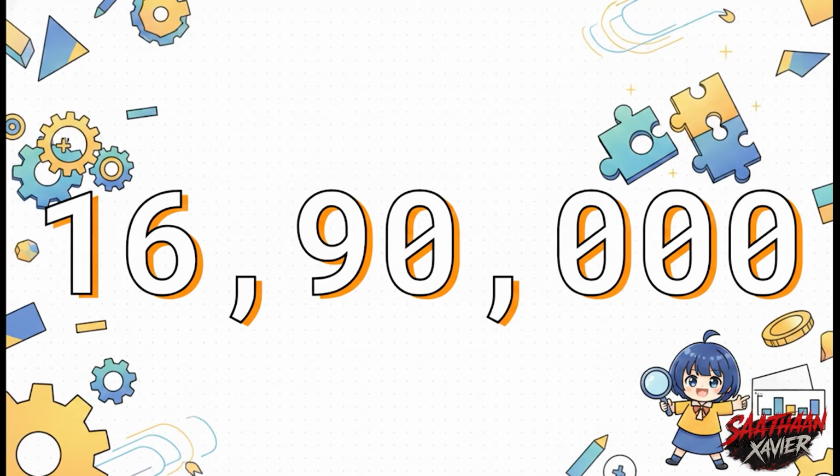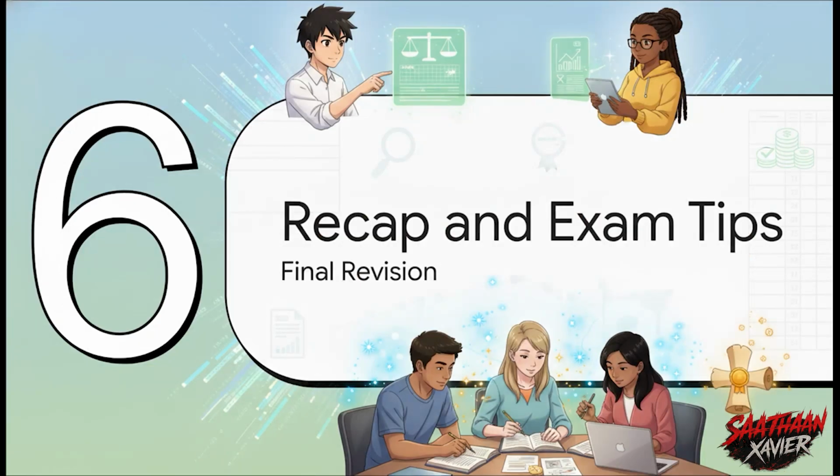So, after carefully applying our baseline rules to every single line item from that scenario, we add up the plus column, subtract the minus column, and boom, we perfectly arrive at the final reconciled cash book balance of $16,090,000. It is honestly incredibly satisfying when all those financial puzzle pieces finally just snap together perfectly. Okay, we made it to Section 6, our recap and final exam tips.